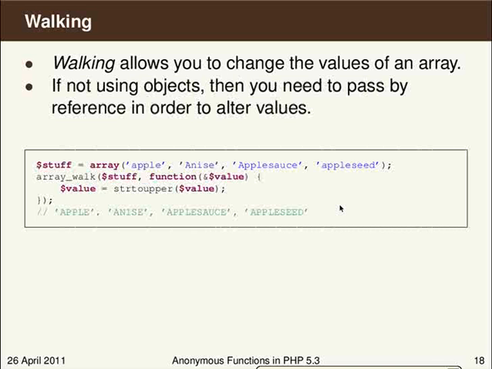Knowing that if you're not using objects within as the actual array values, you're going to need to pass by reference, and you'll see that within the example here. So we start with the exact same array of stuff, and in this case, ArrayWalk is going to take that same array and define a new function. And you'll notice the pass by reference here with value.